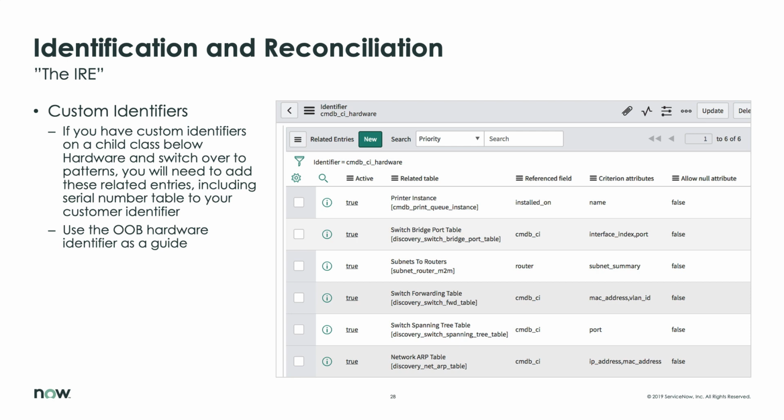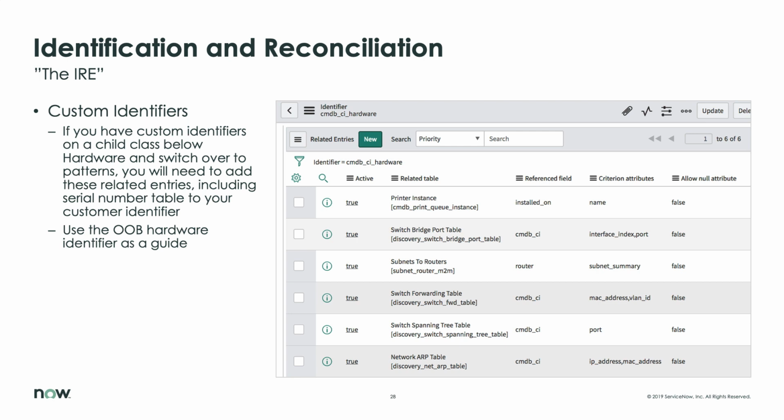wants to build. If you have custom identifiers and you switch over to patterns, you're going to break, and that's what my community post was all about, is that it's not going to be able to build those references and relationships without specific identification entries. So take a look at your identifiers if you've customized them or you've created your own.